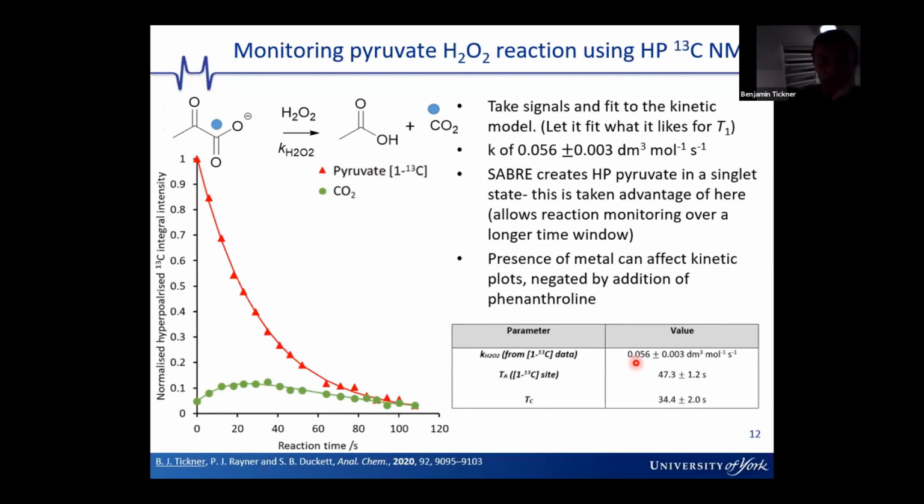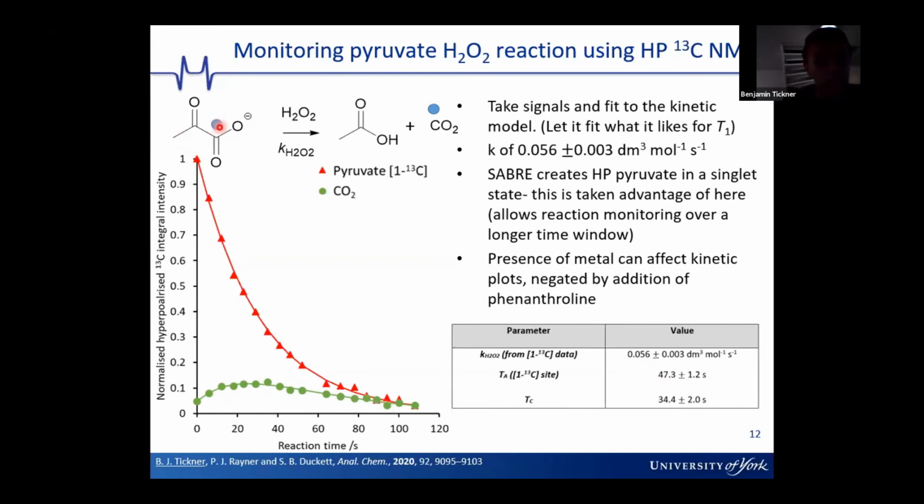We have a rate constant for this reaction of 0.056 decimeter cubed per mole per second. And the relaxation times the model gives us compare well with some previously reported values. In this case, this carbon-13 site has a longer T1 time here, 47 seconds. So you're able to monitor this reaction out to a time window of sort of 80-90 seconds.